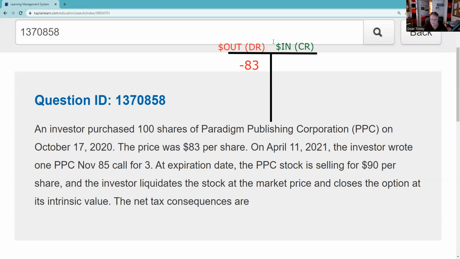It says on April 11th, 2021, the investor wrote a PPC call for 85, call for 3. So again, what I'm doing now is obligating myself to sell at 85 the stock I bought at 83. So hopefully you're not struggling that when you write a call, that's an obligation to sell the stock at 85. And you brought in 3 there. You did an opening sale. So that's our initial setup.